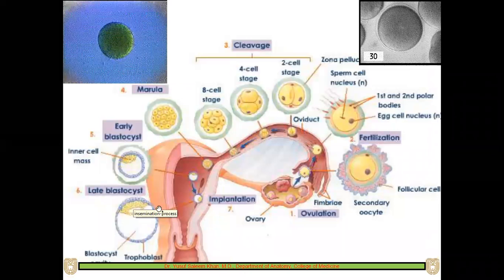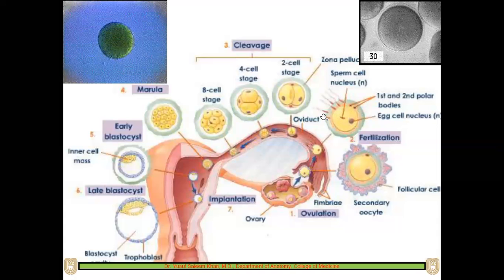Now here you can see the whole process shown. Here is the ovary releasing the ovum, and now it is fertilized by the sperms. If you see here, this is the ovum. Now it is fertilized by the sperms. One sperm has entered. Now there is a male nucleus and a female nucleus, and this is called the zygote. All other sperms are outside.